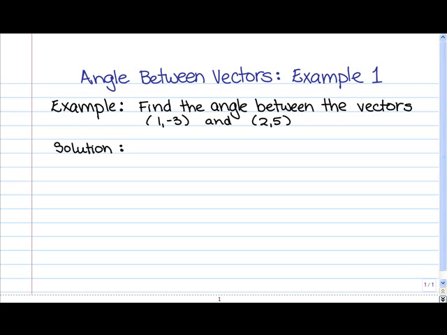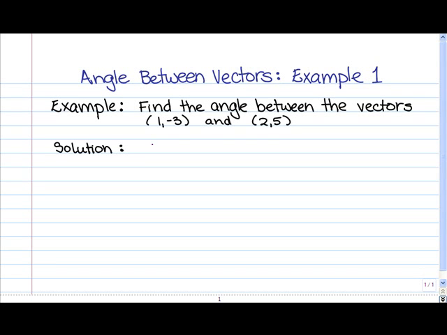In this video, we're going to look at an example of computing the angle between two vectors. In this particular example, we're asked to find the angle between two two-dimensional vectors, one being (1, -3) and the other being (2, 5). So first of all, before we go ahead and take this up, go ahead and try this problem out on your own.